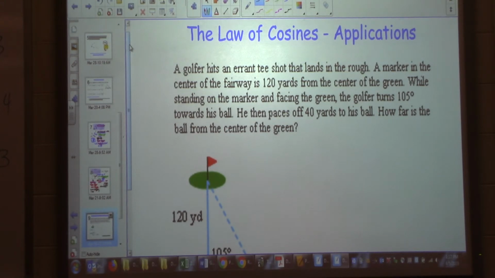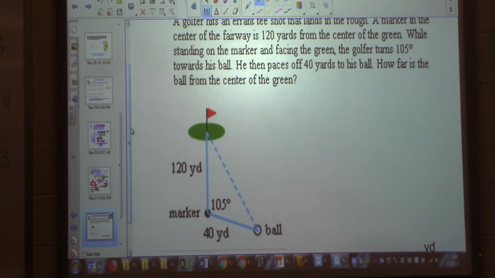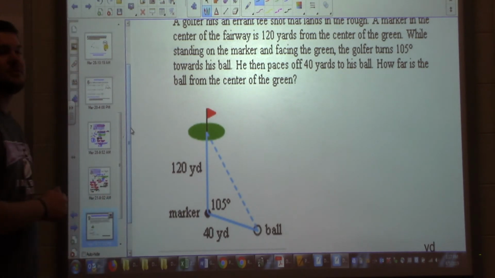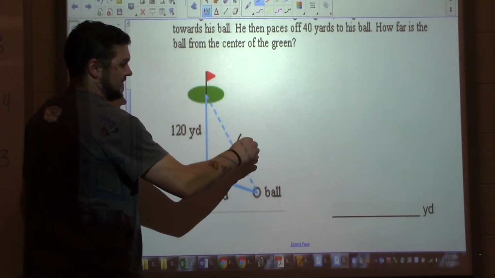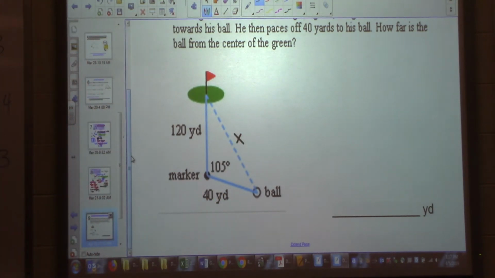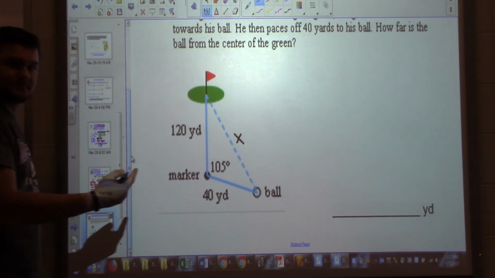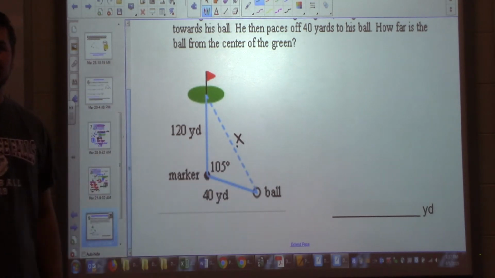Alright, a golfer's tee shot lands in the rough. A marker in the center fairway is 120 yards from the center of the green. While standing on the marker and facing the green, the golfer turns 105 degrees towards his ball. He then paces off 40 yards to his ball. How far is the ball from the center of the green? In other words, I want to find that side over there. I'm given two sides and an angle, so I need to use law of cosines to find this third side.